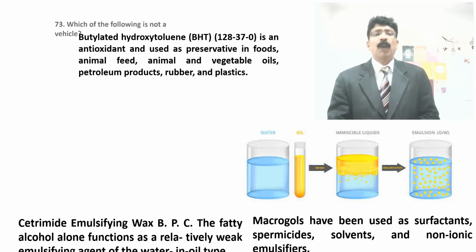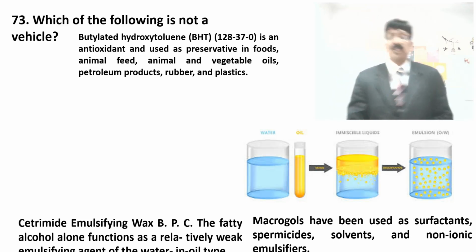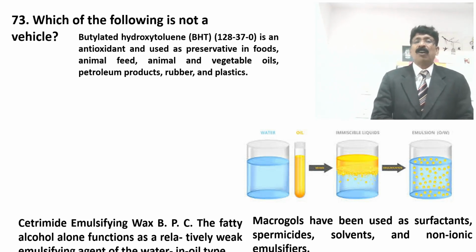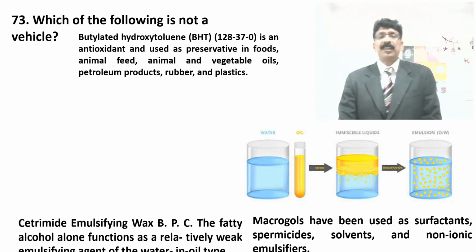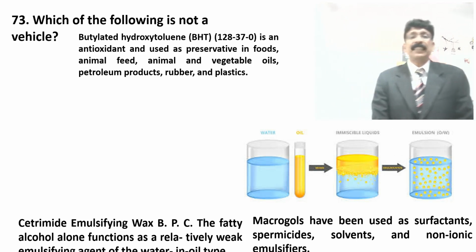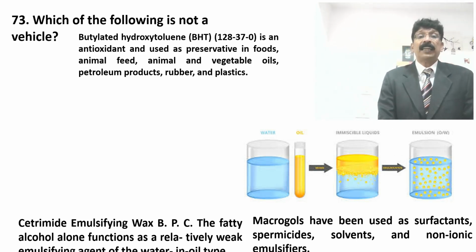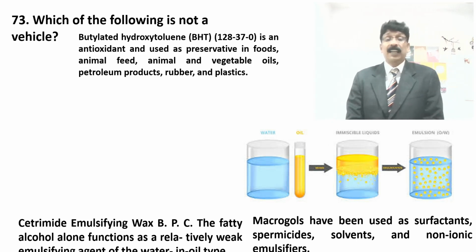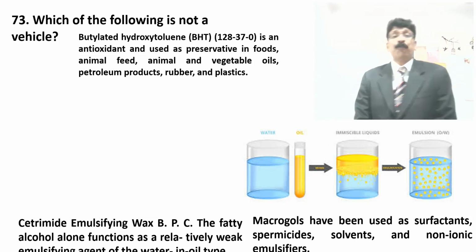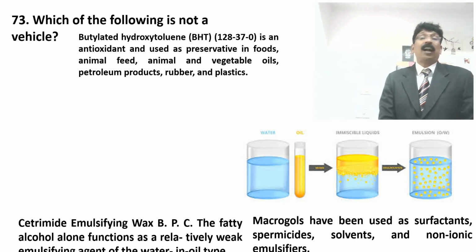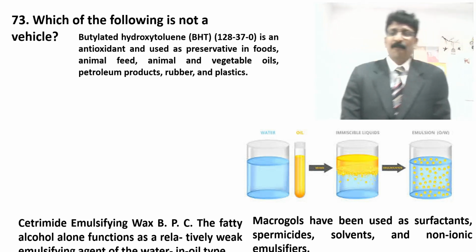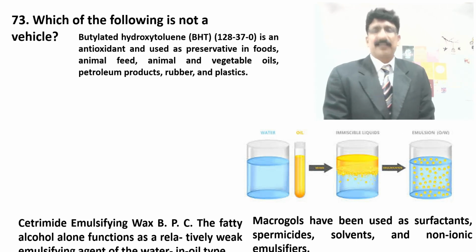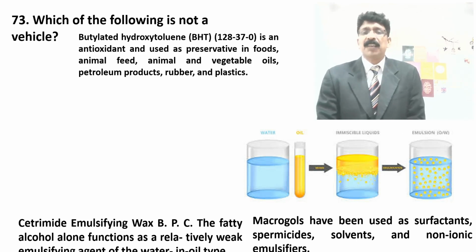Now the next question is, which one of the following is not a vehicle? Not a bike or a car, but a vehicle for preparation of a suspension or a solution. You can see they have given a choice of butylated hydroxytoluene. That's why I have taken it. It is an antioxidant used as a preservative in food and animal feed, so it cannot be used as a vehicle for pharmaceutical preparation. It's used for rubber and plastic products. And you can see a picture which I have shown here.